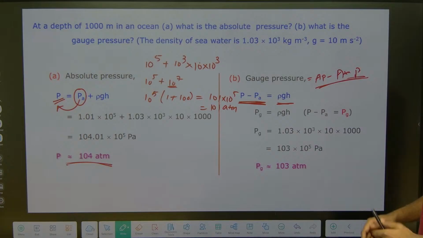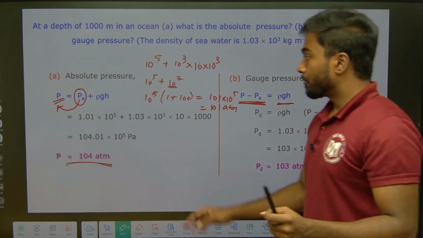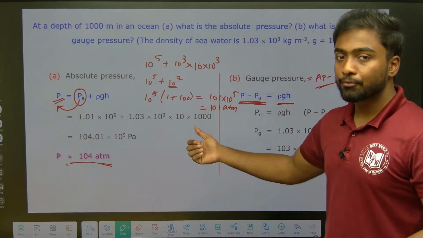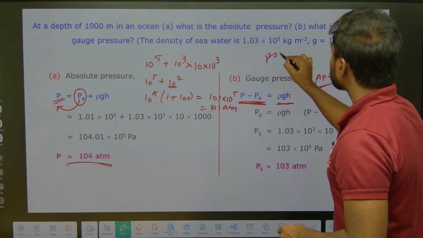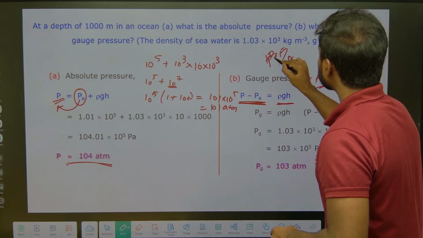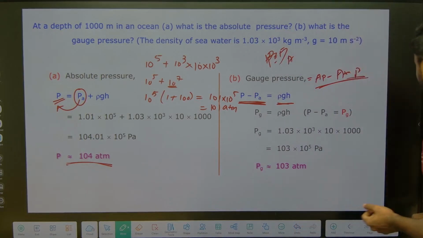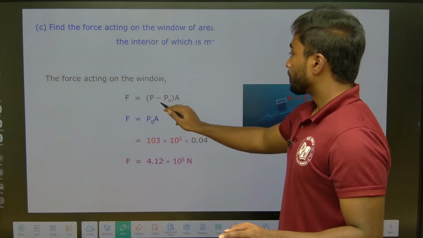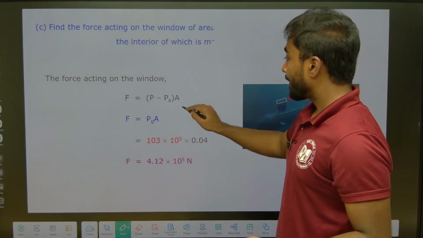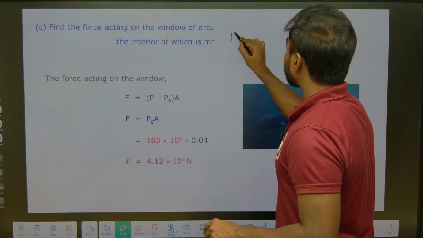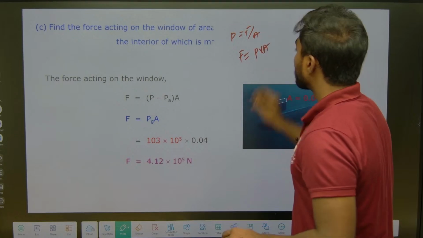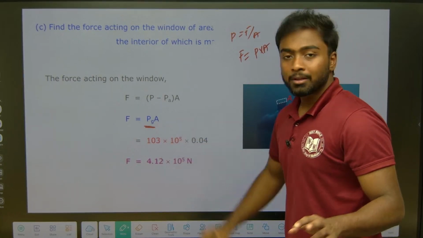So what will be the third question? Simple thing: we know the pressure and the area, what will be the force? Pressure is equal to force by area, right? So F is equal to P into A. Force is pressure into area. Pressure we know, the gauge pressure.